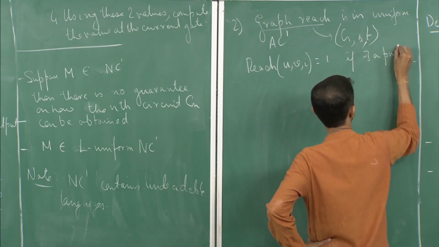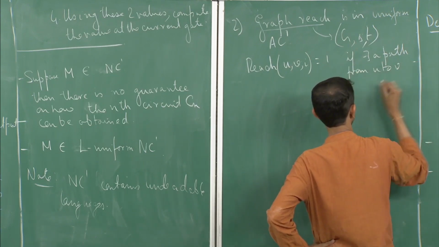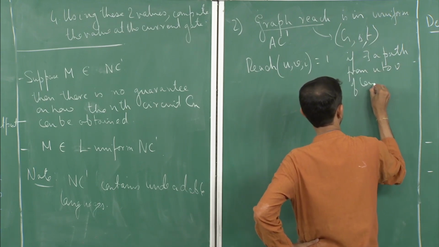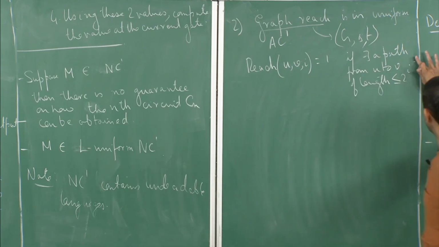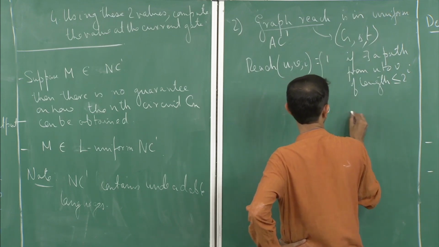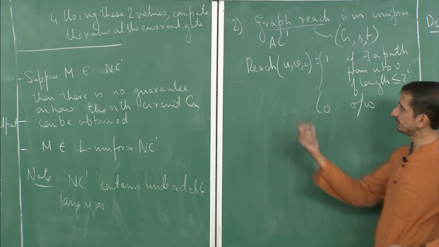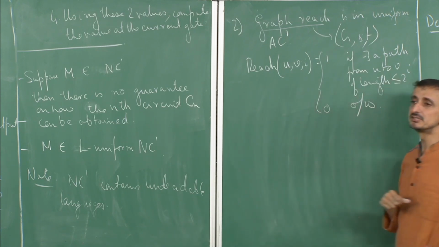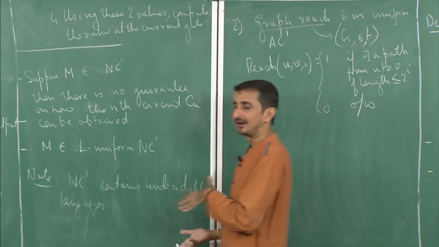there exists a path from U to V of length at most 2 to the power I, and it is equal to 0 otherwise. Okay. Now, how can you show? So, now we will argue that given U V I, I can actually compute this predicate in AC1. How would you do that? So, essentially I have to give a log depth circuit, but now I am allowed unbounded fan-in.